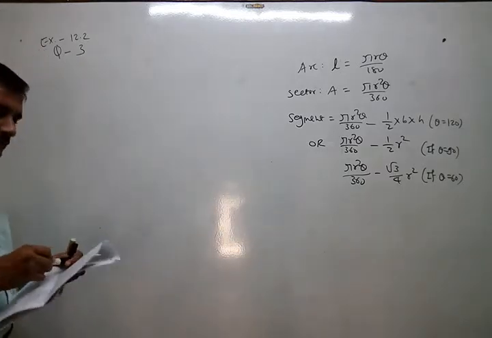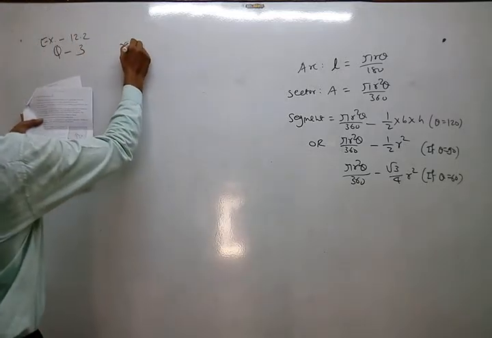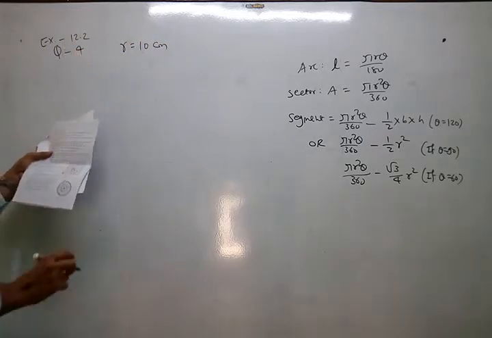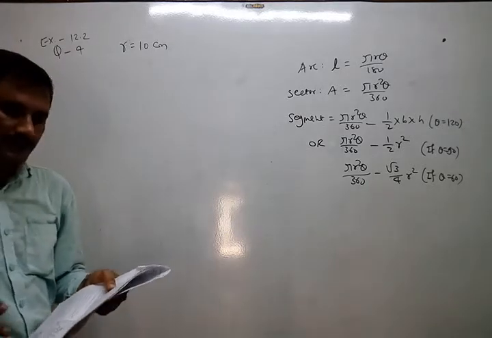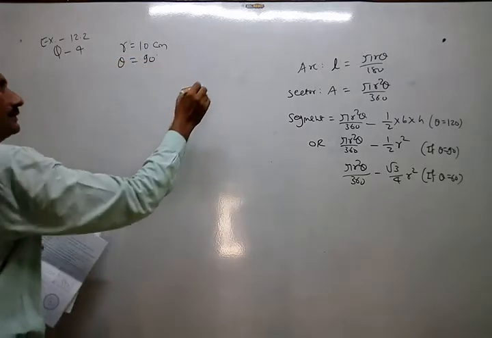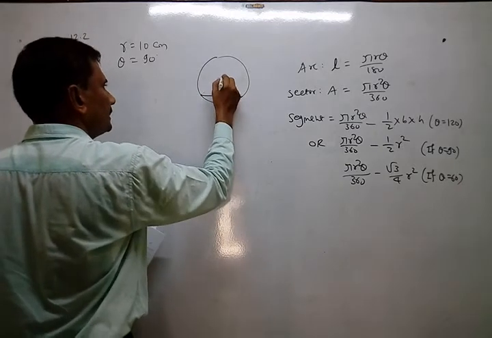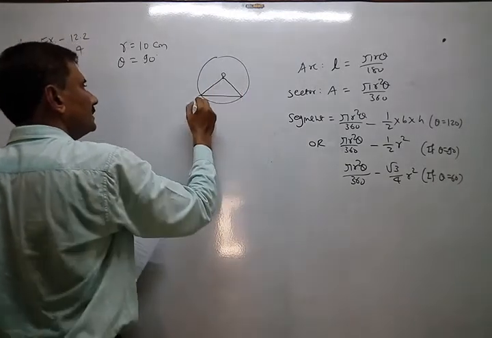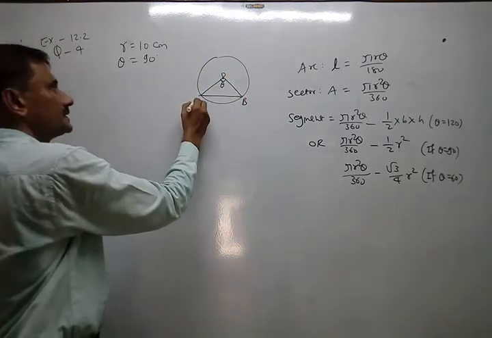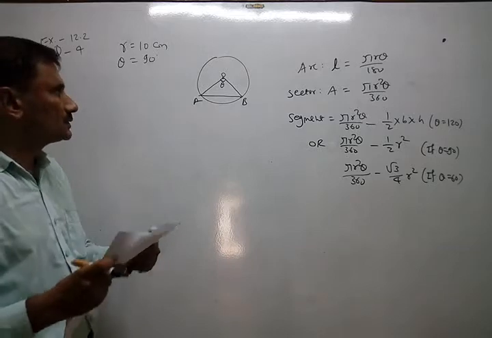Now r is given, so write down r equal to 10 centimeter. A chord of a circle of radius 10 centimeter subtends a right angle. Right angle means theta equal to 90. If an angle is subtended by chord or by r, both are the same. Can I say angle AOB is subtended by radius or chord AB? Both are equal here, so don't get confused by that.